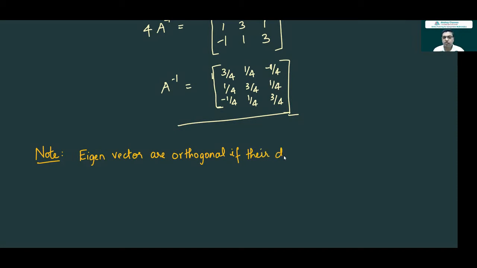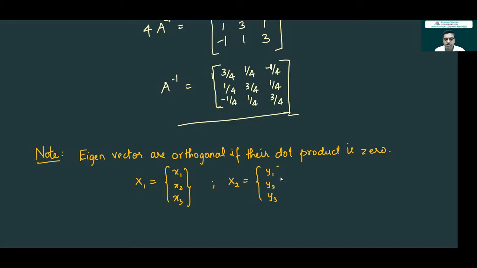How is dot product defined? In vectors we know, right, how dot product is defined. So let's say x1 is x1, x2, x3. This is one eigenvector, and x2 is y1, y2, y3.